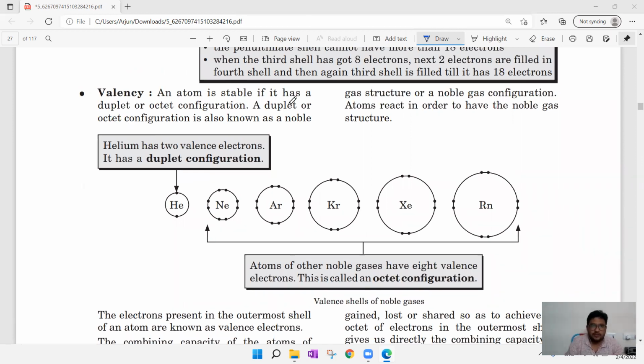An atom is stable if it has a duplet or octet electronic configuration. Duplet in the sense that in the outermost orbit, 2 electrons should be present. Octet in the sense that in the outermost orbit, 8 electrons should be present. A duplet or octet configuration is also known as noble gas structure or noble gas configuration.